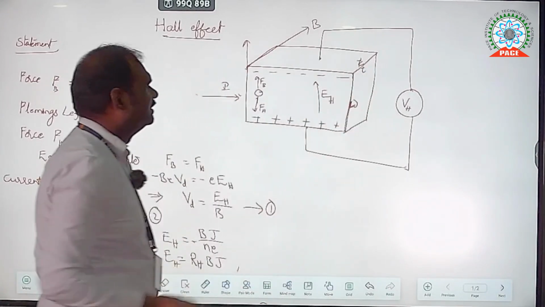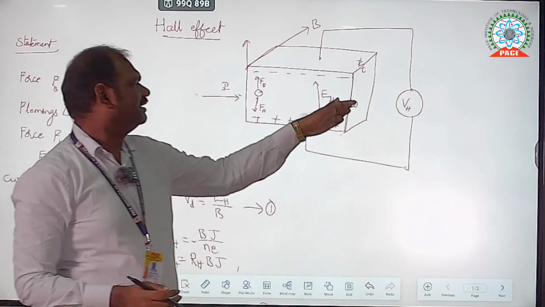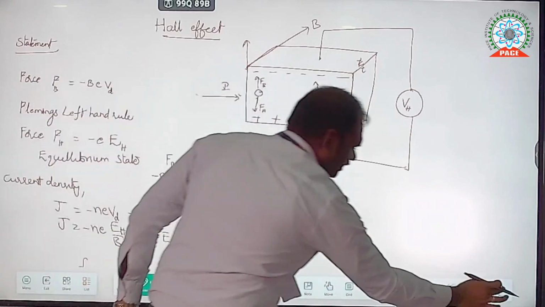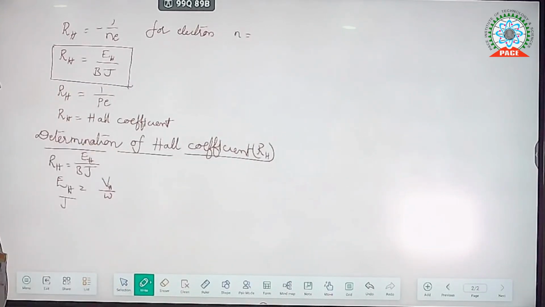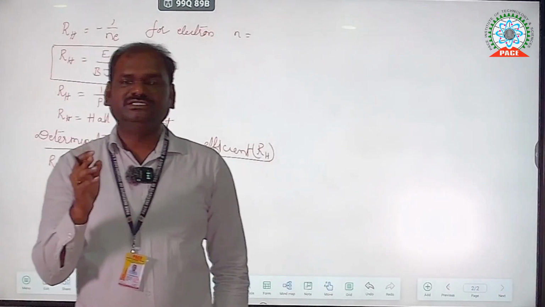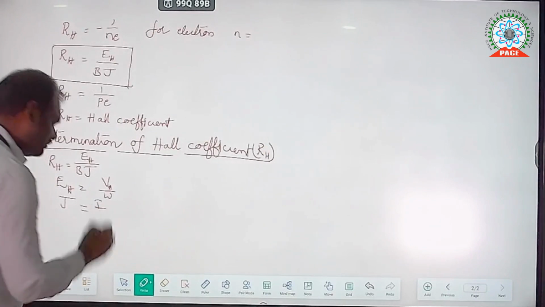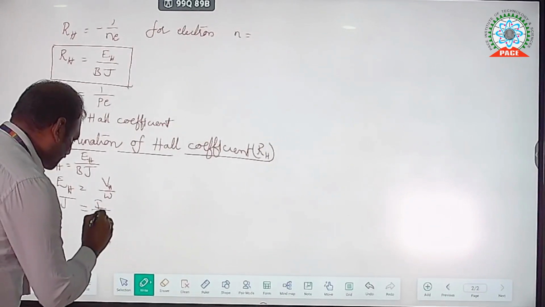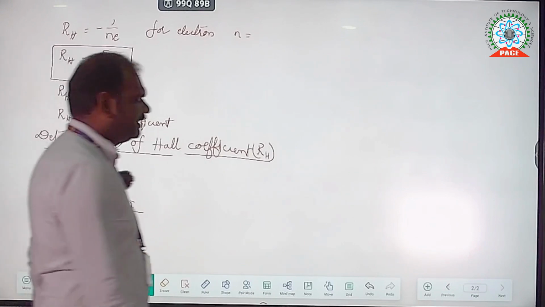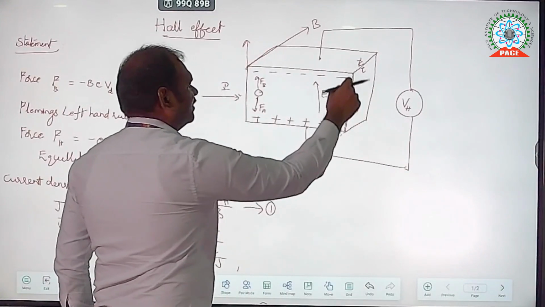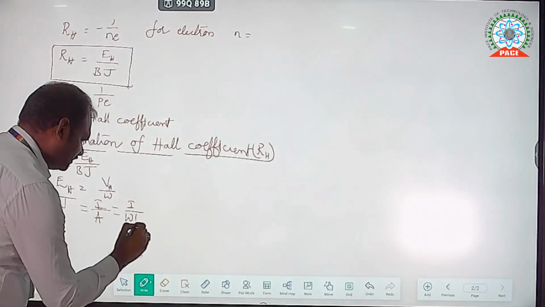T is the thickness, W is the width. Then the area of the cross section of the semiconductor slab is equal to W into T. Now, what about current density? Current density is defined as the amount of current flowing through the semiconductor per unit cross sectional area. That is current divided by cross sectional area, which is thickness multiplied by W, that means W into T.